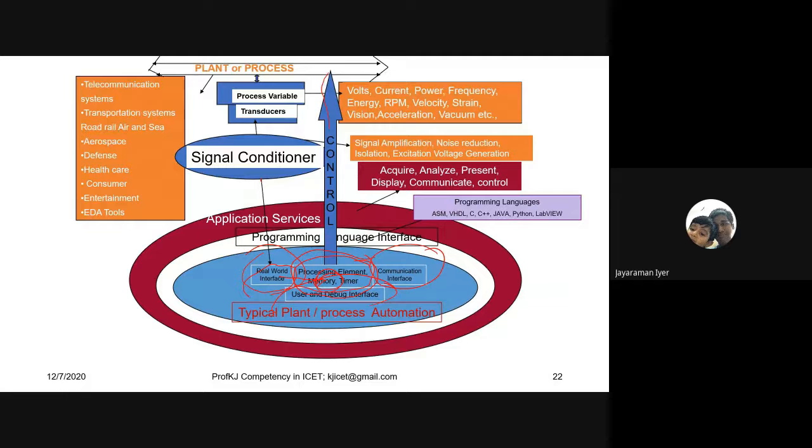Once it is operated, it will emit a lot of process variables, in physical quantities like acceleration, so many kilometers per hour, or kilometer per second velocity or speed. That has to be converted into an electrical variable, because I want to use electronics for automation. Why should I use electronics?